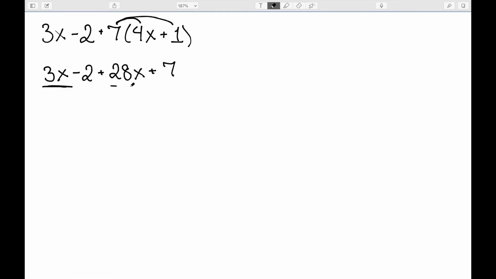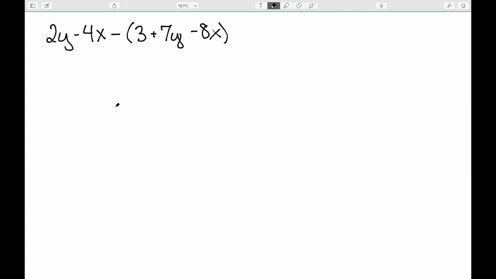We then see we have a 3x and a 28x. Those both have the same variable, so they are like terms. That would give me 31x. We then have this negative 2 and 7. Those are like terms because they both do not have a variable. They're both just numbers. Negative 2 plus 7 is 5. So my final solution, 31x plus 5.